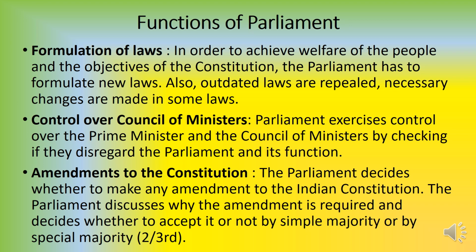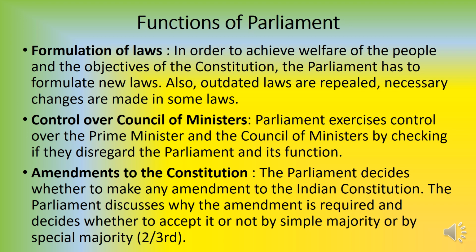The second function of the parliament is to have control over the council of ministers. Now, the head of the council of ministers is the PM, the prime minister. So parliament exercises control over the PM and the council of ministers. How? By checking if they disregard the parliament and its functions, that is, if they work as per the rules and regulations of the parliament. So Parliament exercises full control over the Council of Ministers and their head, the Prime Minister. They check if they do their work properly or not.